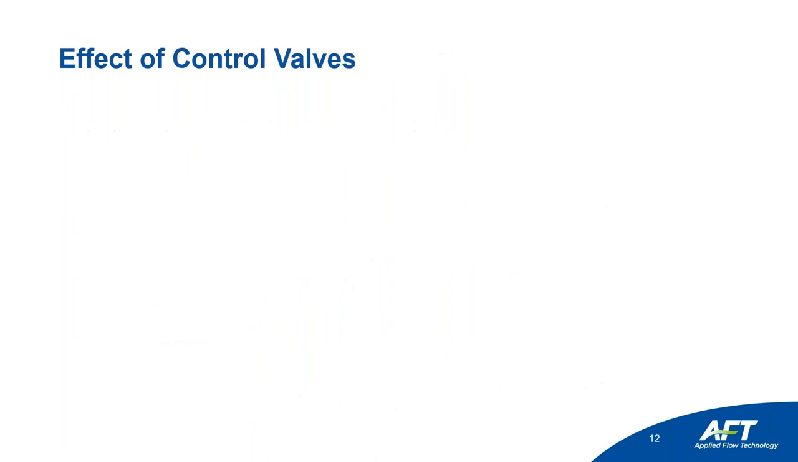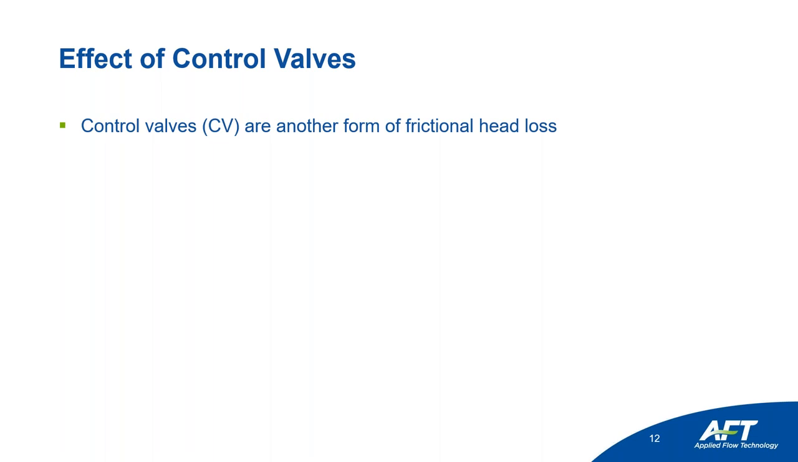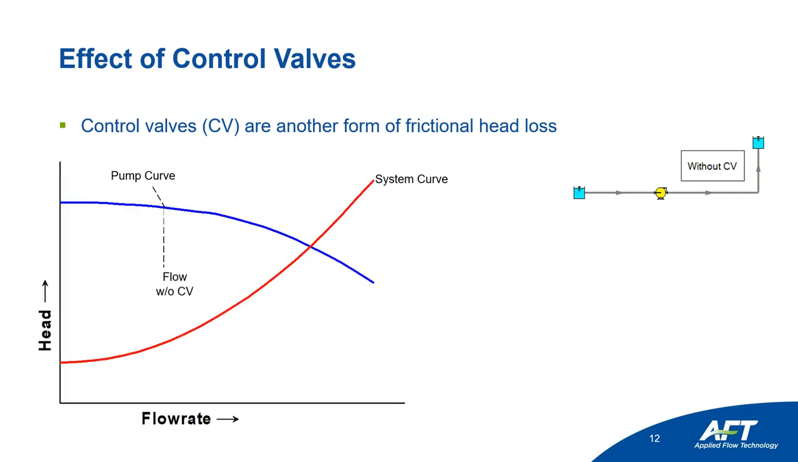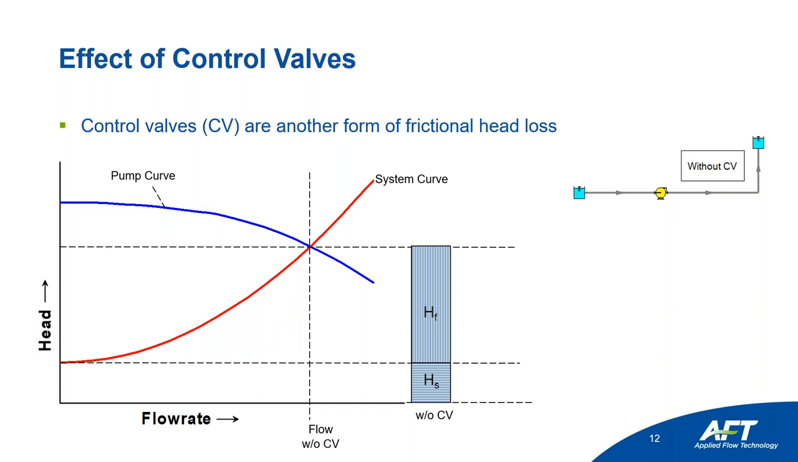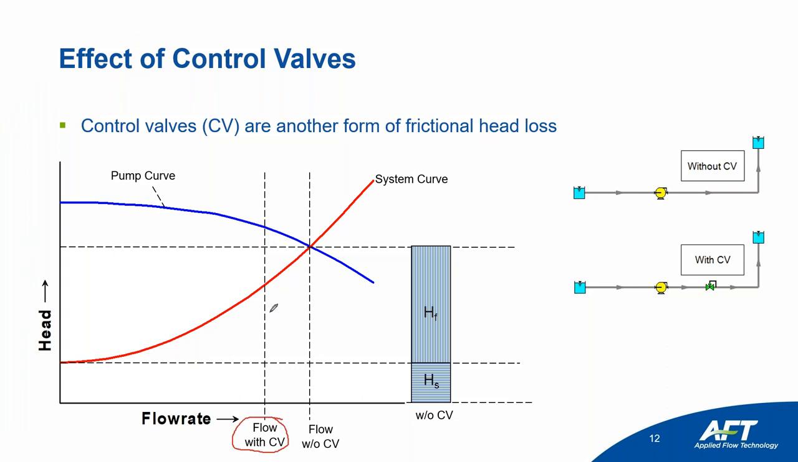When you have control valves in your system, the effect is going to be a lot different. So control valves, they do represent another form of frictional head loss. Here's my system without a control valve, and this is what the pump and system curve would look like. So when I don't have a flow control valve, my pump and system curves are going to intersect where the pump naturally is going to operate. When I include a control valve in my system, maybe I reduce the flow rate. Well, here's the thing. When you reduce the flow rate with your control valve, that operating point, the flow rate, is further back where your pump is going to be operating right here.